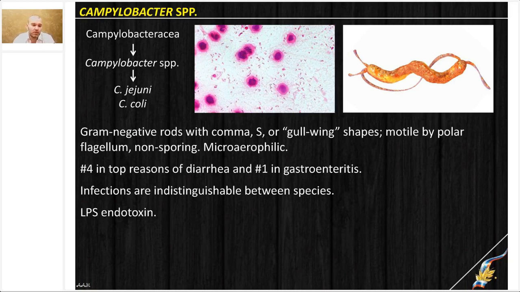During gram stain, the bacteria is gram-negative, can be rod-shaped or comma-shaped, can resemble the English letter S, or in some literature sources it is described as gull-wing shaped. Bacteria have a polar flagellum and it is motile. It usually moves like a corkscrew, driven by rotation of the whole cell. Bacteria is non-sporing, and as we said, it is microaerophilic.